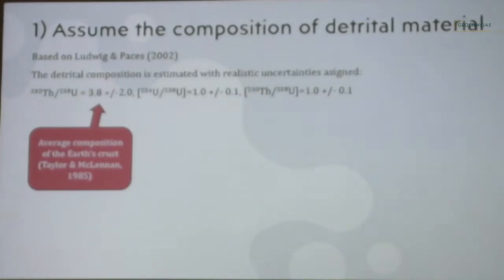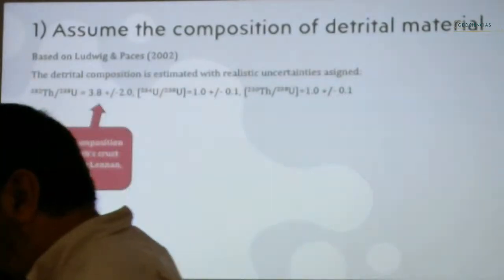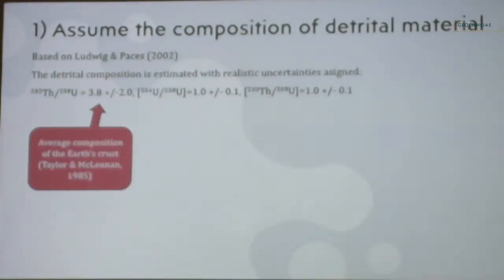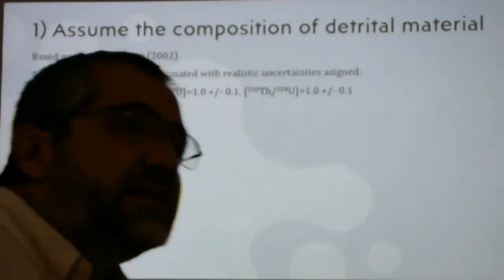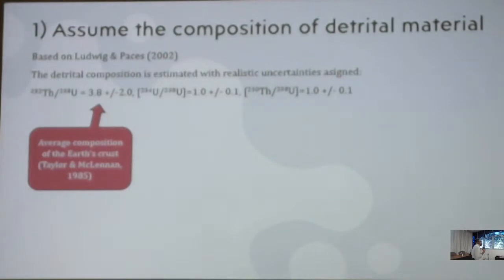Ross Taylor and Stuart McLennan worked a lot in the 1980s, and they actually determined that the thorium-238 to 32, sorry, this is 238 to uranium, is for the crust, the average composition is 3.8 plus or minus 2. So it's a large range. So what Ken Ludwig said is, okay, we can assume that the detrital composition is very likely to fall within these limits of uranium and thorium ratios. And we can assume that it is at secular equilibrium or very close to secular equilibrium.